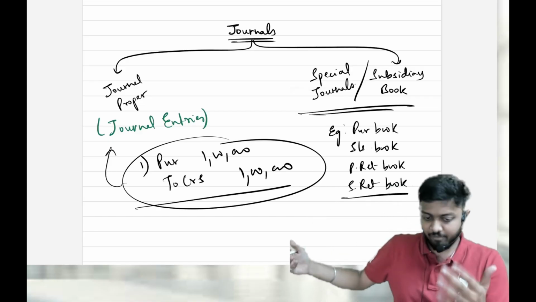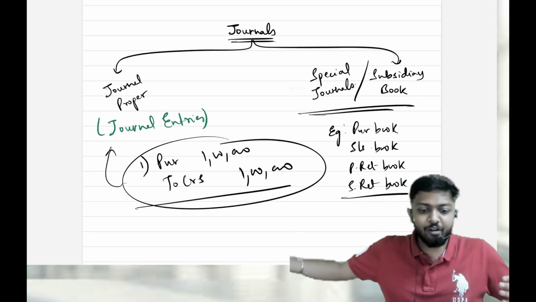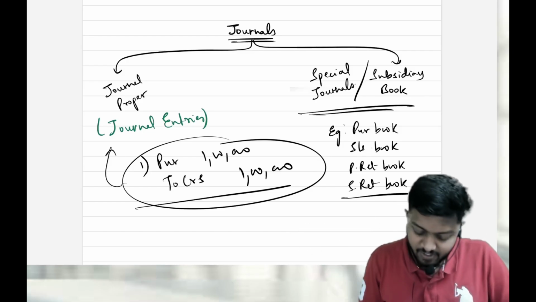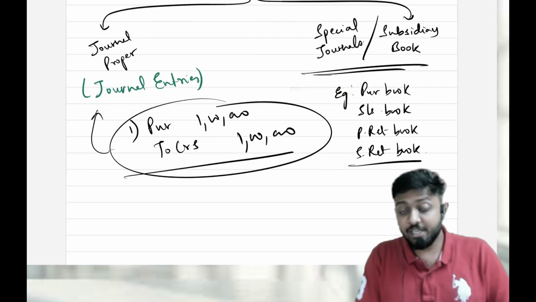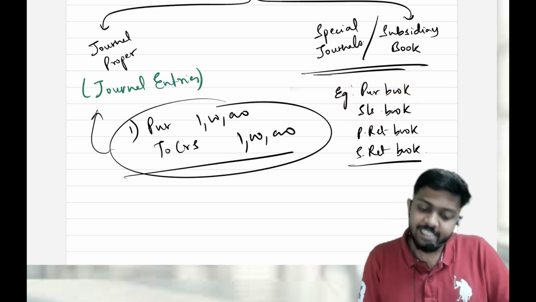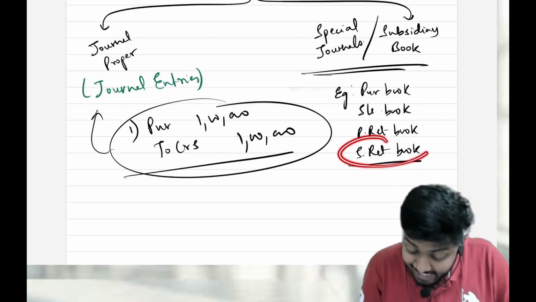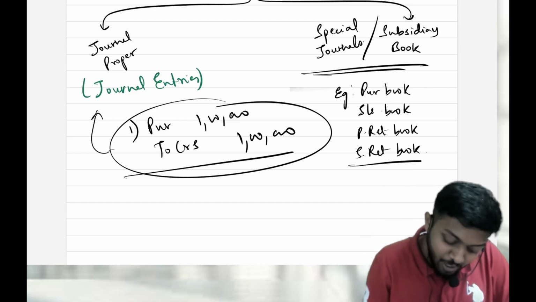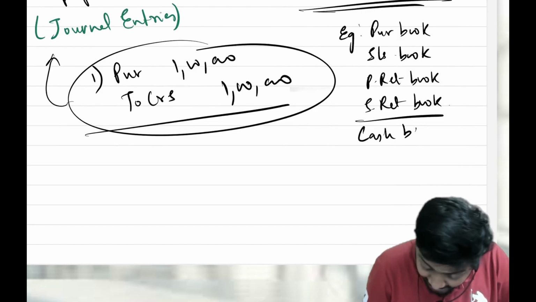Now, from the first step, how will we go to the second step? Either you come via journal proper or via subsidiary book. Both are not possible; you have to take any one entrance. All credit purchases happen in the purchase book. All credit sales happen in the sales book. All credit purchase returns happen in the purchase returns book. All credit sales returns happen in the sales return book. Sir, what about cash? To record cash sales, cash purchases and everything, we have a separate book called the cash book.